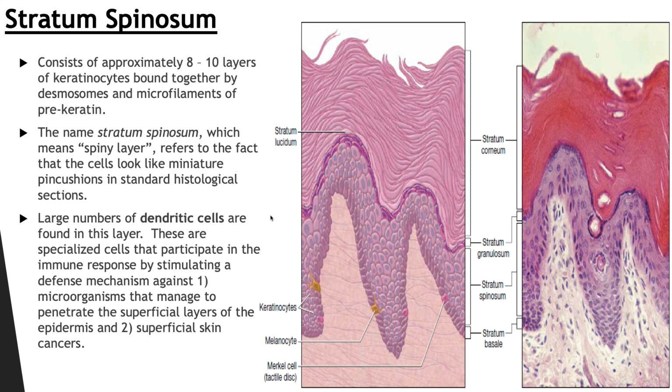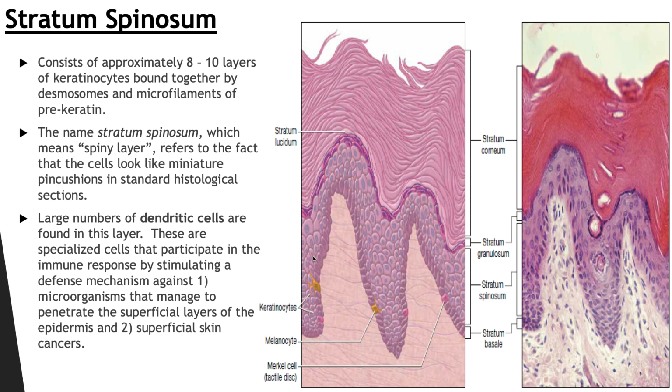Moving on to the fourth layer, the stratum spinosum has about 8 to 10 layers of keratinocytes that are bound together again by desmosomes and microfilaments. The name stratum spinosum means the spiny layer, and it refers to the fact that the cells kind of look like miniature pin cushions in histological sections. So when you see this in histology in the integument unit in lab, they're going to look a little spiky. Again, you can kind of see how that looks here.